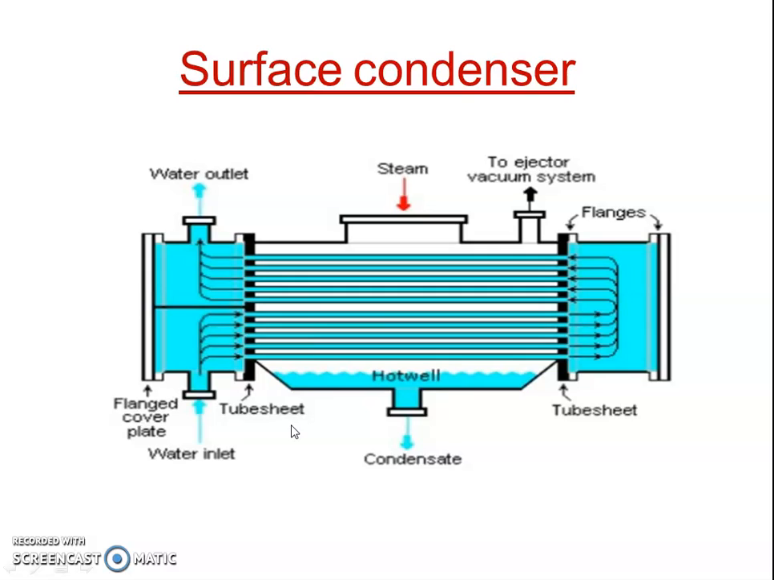The disadvantage of this system is that the capital cost is higher, and it is so bulky that it requires more space. As well as that, the maintenance cost and the running cost are higher for this type of condenser.